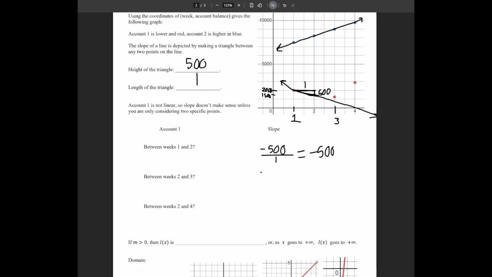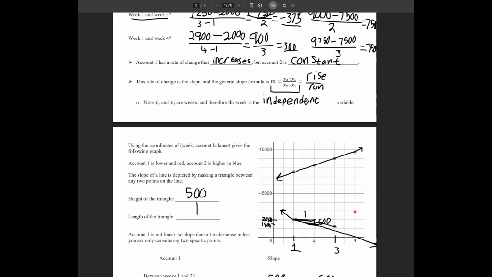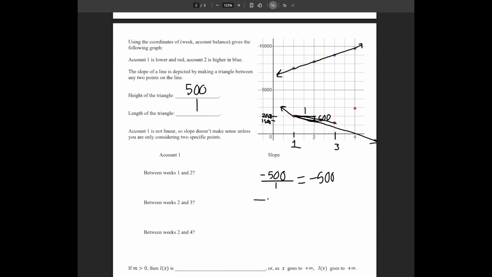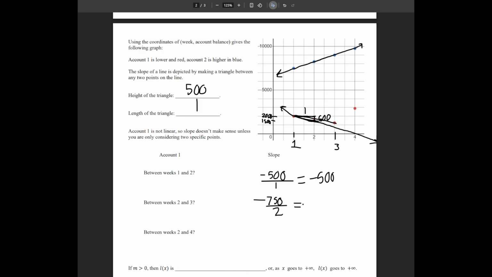Between weeks 2 and 3, if we were to follow this same logic, again, you could make a new triangle. I'll go ahead and tell you that your height will be 750, and since we're going down, it'll be negative 750. Our length will be just 2 units. It'll be the same thing as what we found up here. So our slope here will be negative 375.